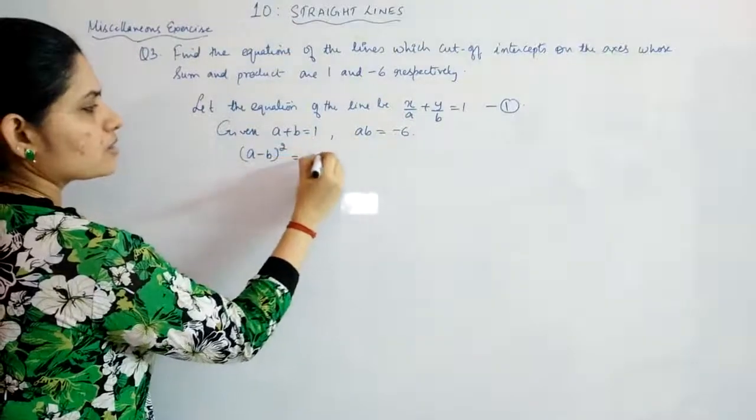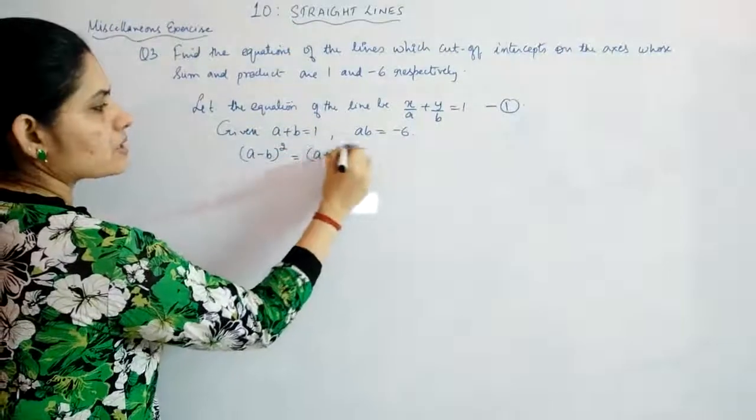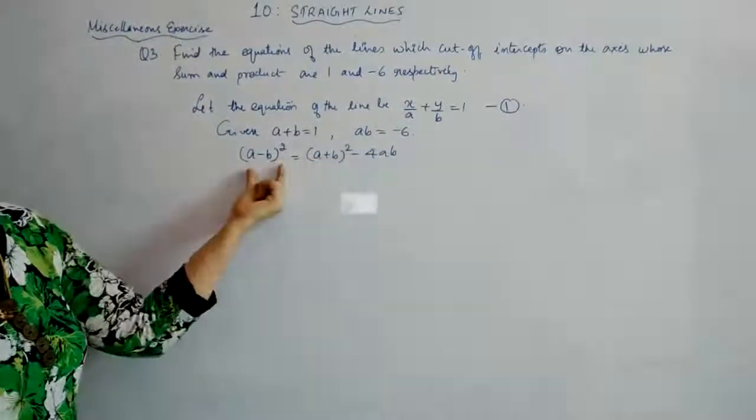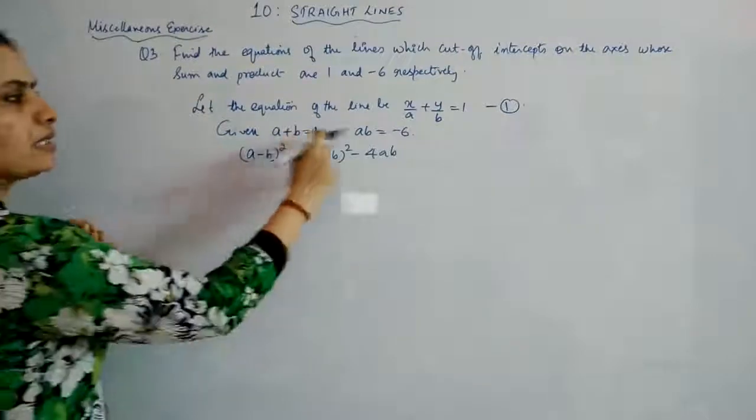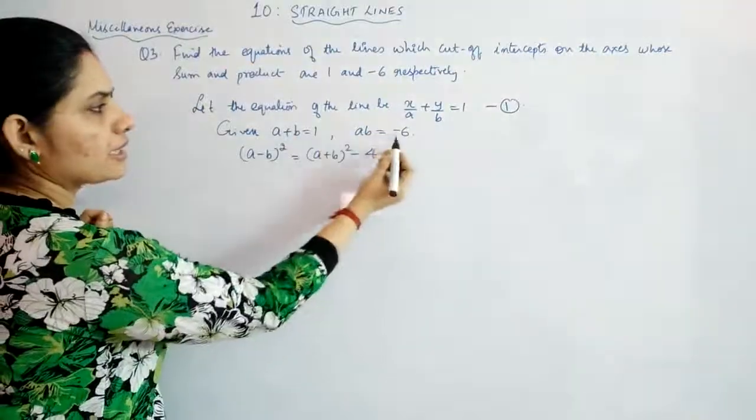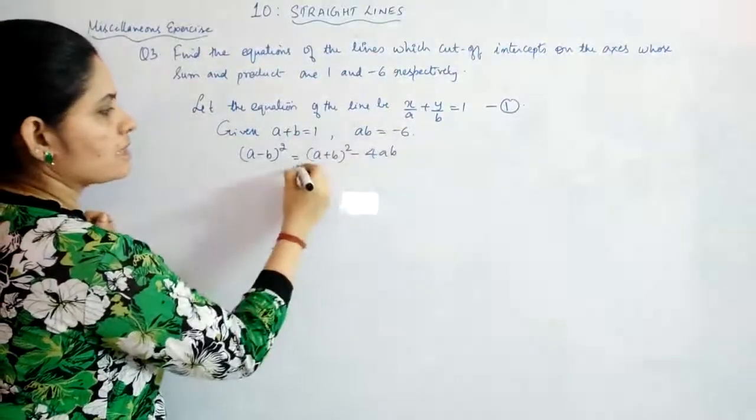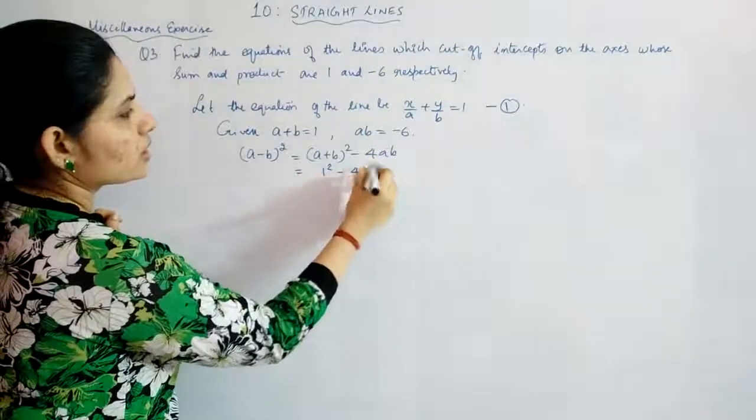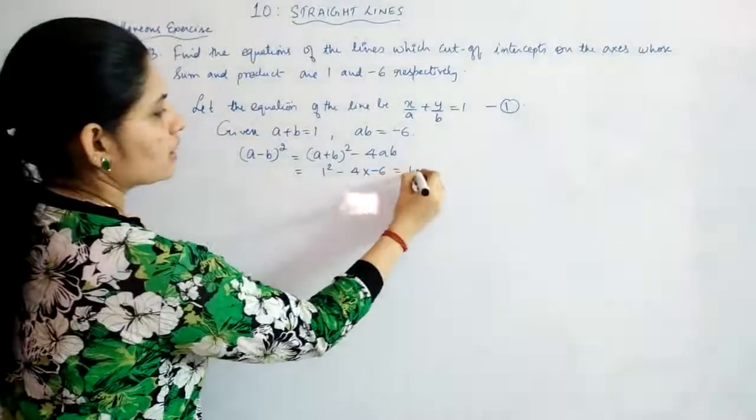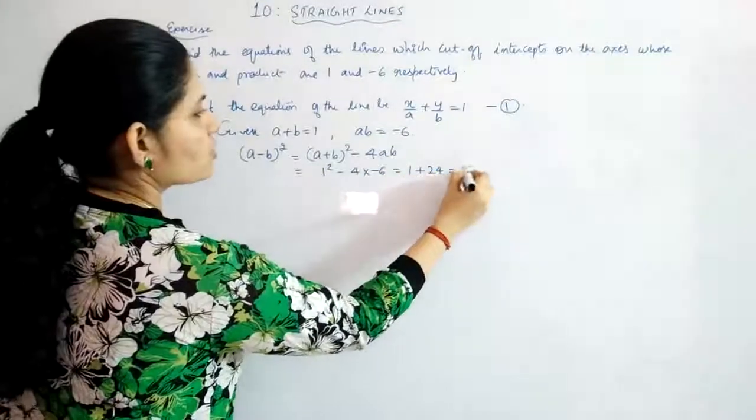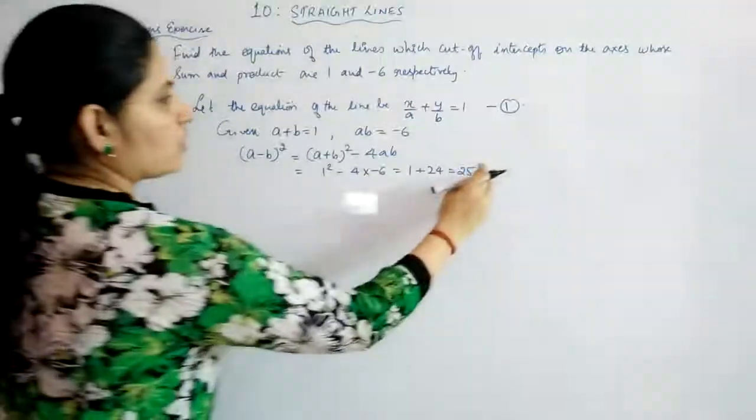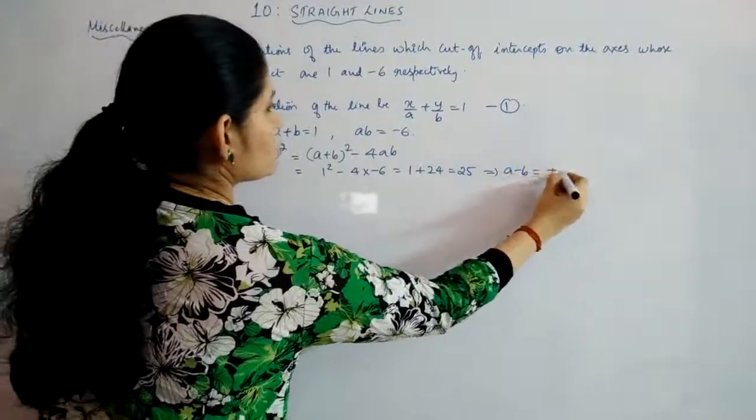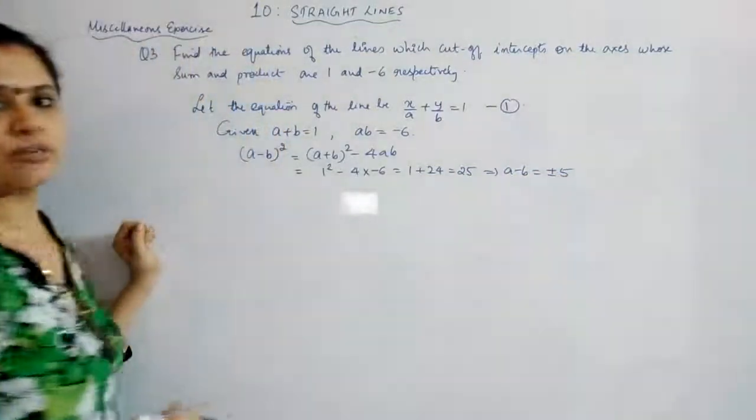What is a minus b the whole square? It is a plus b the whole square minus 4ab. The expansion of this will give you the formula for this, right? Now we are replacing the values which we know. a plus b is 1 and ab is minus 6. So this will give you 1 square minus 4 into minus 6, that is 1 plus 24 equal to 25. So a minus b is giving you two values, that is plus or minus 5.